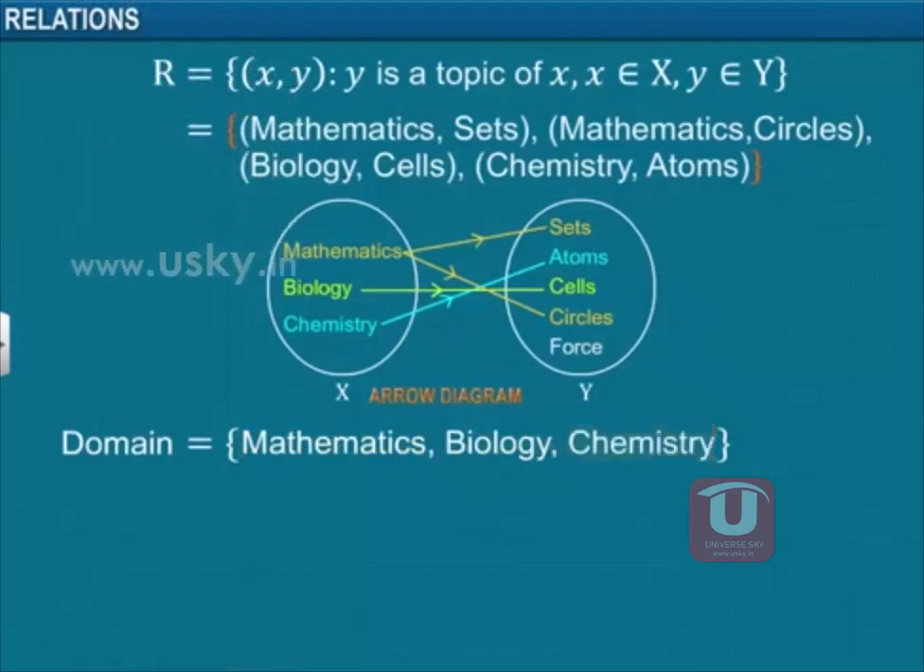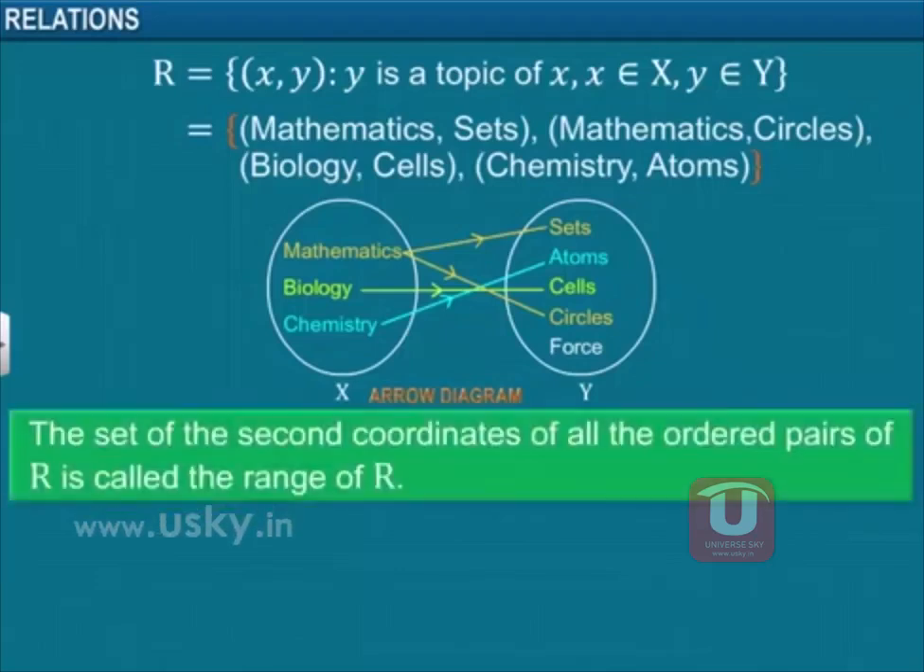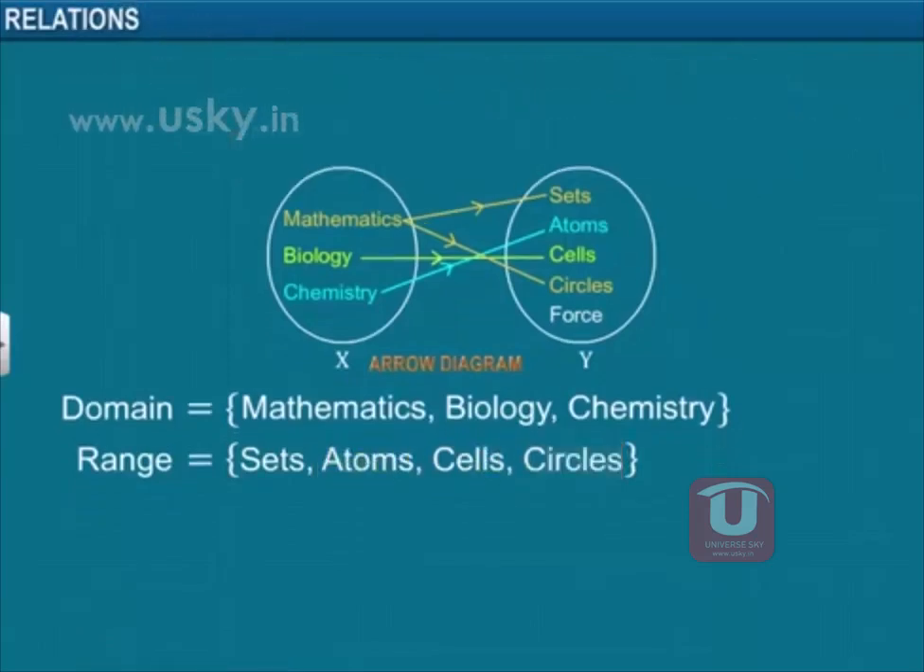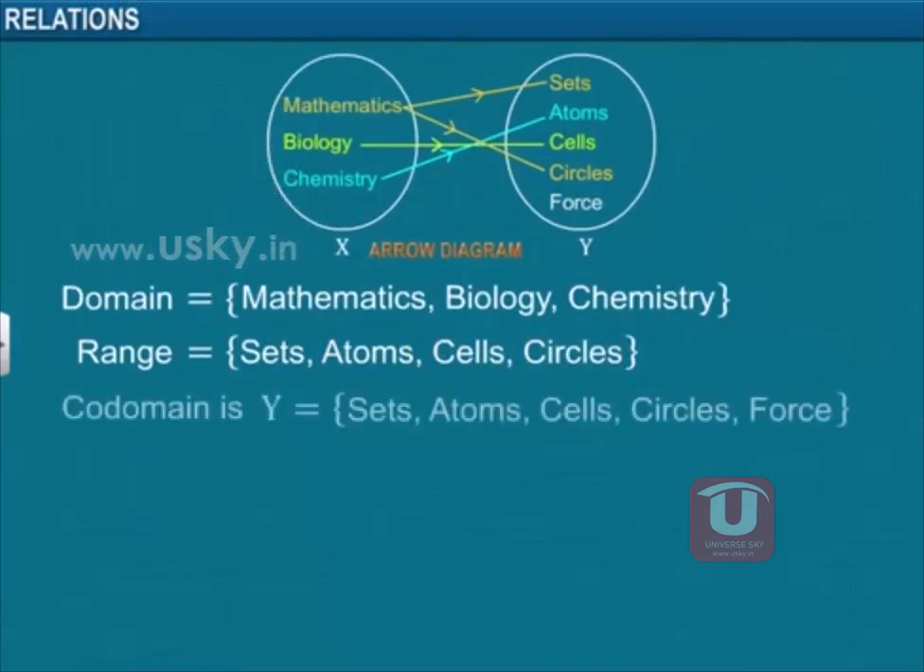And the set of the second coordinate of all the ordered pairs of R is called the range of R. The range of R in this case has 4 elements, namely sets, atoms, cells, and circles. The second set is called the codomain. In this case, Y is the codomain of the relation R. From the above discussion, we observe that range is a subset of codomain.